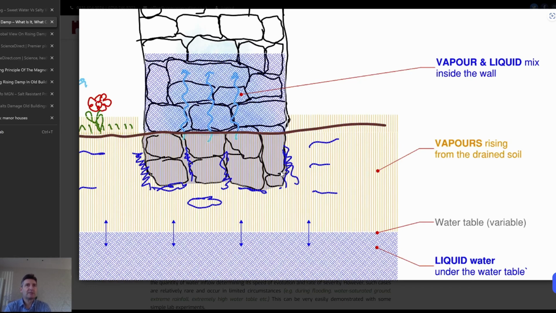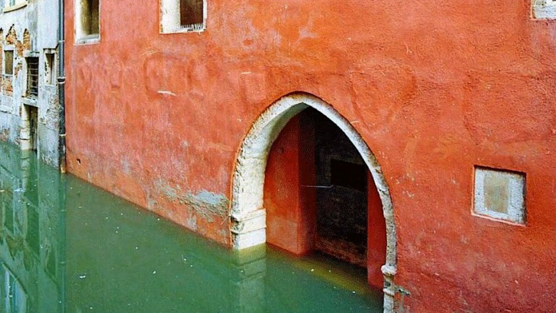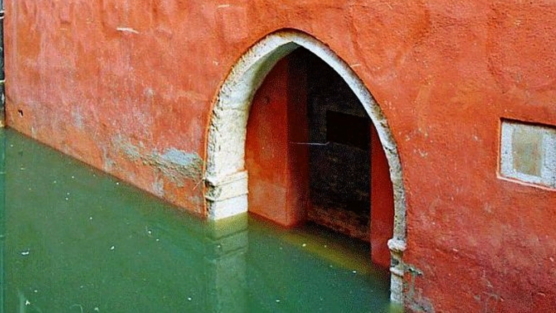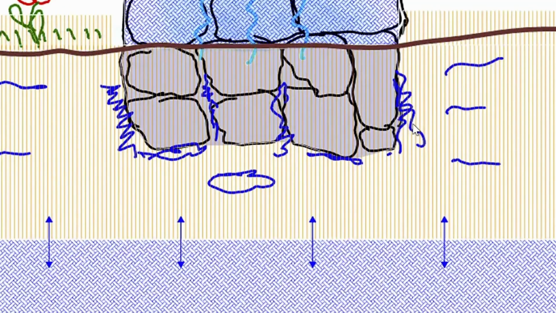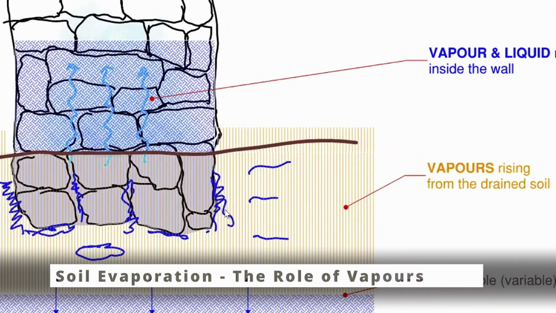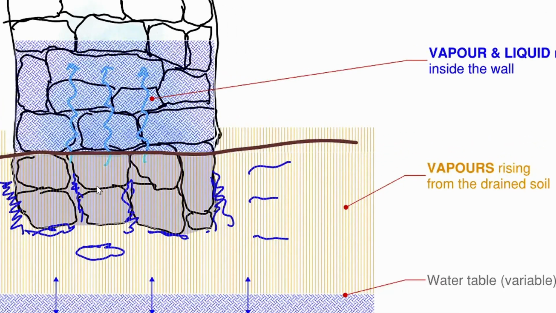And yes, at certain times of the year, typically in the winter time, after heavy rain or in a flood period, the water table can rise to an extent to have liquid water at the bottom of the walls. For example, in Venice, where the building is sitting in liquid water, then yes, we obviously have rising damp and we have capillary action. But in the majority of cases, the water table is down there and we don't have liquid water to cause capillary action. So the only thing which is going to rise inside the brickwork are vapors, in this zone, the orange zone.